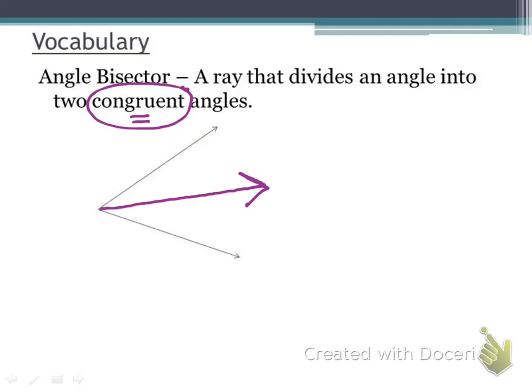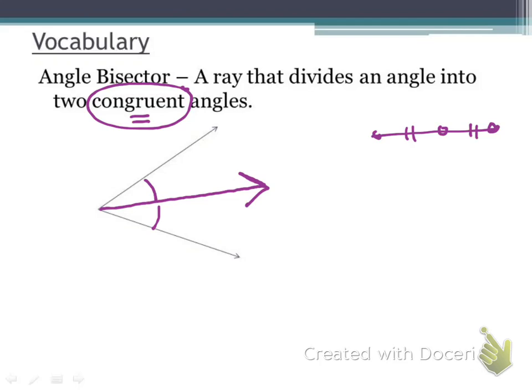Now, you may remember yesterday, and you don't need to write this segment in your notes, but I'm just going to refresh your memory. Do you remember we'd add little marks to the segments to show that they were congruent? You can do the exact same thing with the angles. It just looks a little different. So you draw a little arc mark through the angle, and then do the same thing through the other angle. So something like that, that means they're congruent.